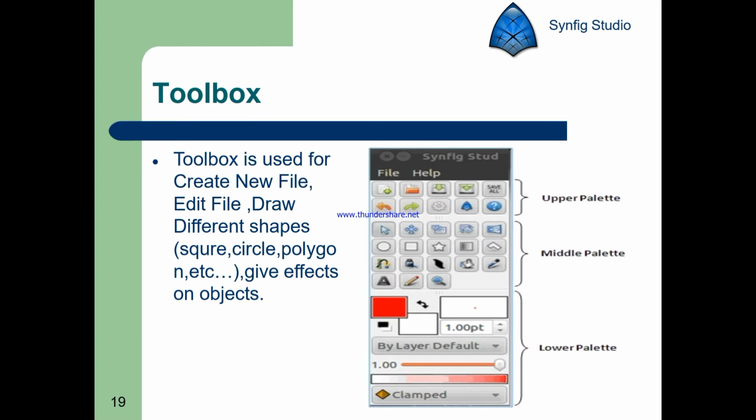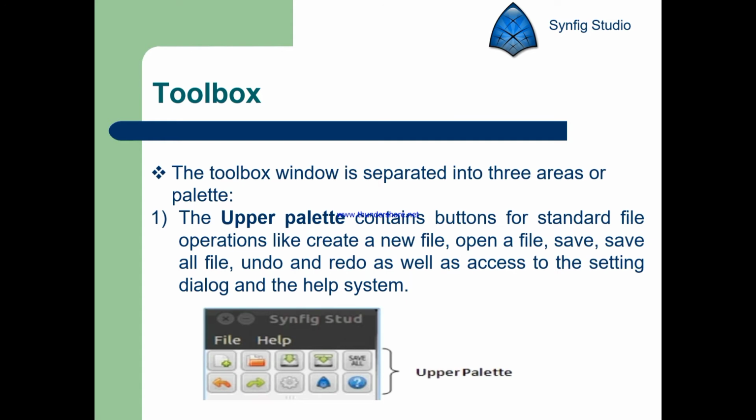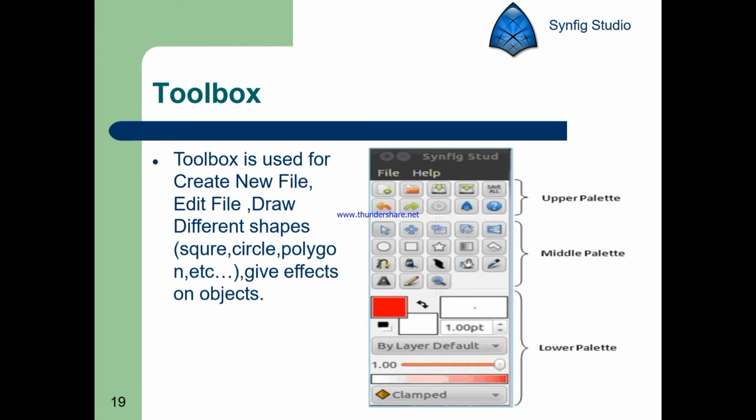Toolbox is used to create a new file, edit a file, draw different shapes like square, circle, polygon, etc., and give effects to these objects. The toolbox window is separated into three areas or palettes. They are: upper palette, middle palette and lower palette.